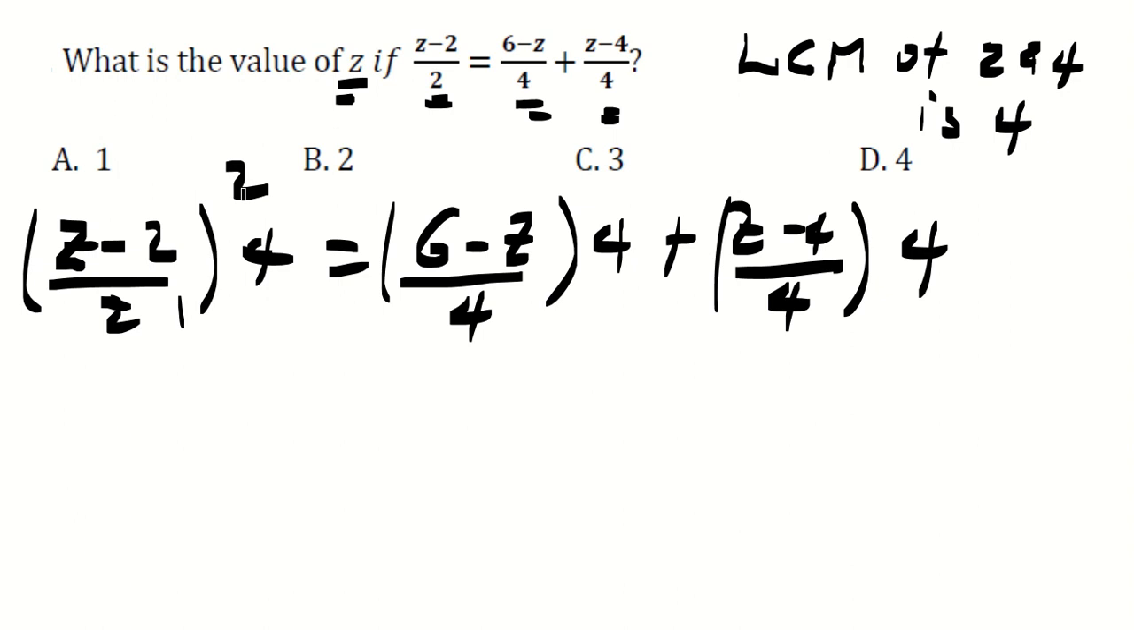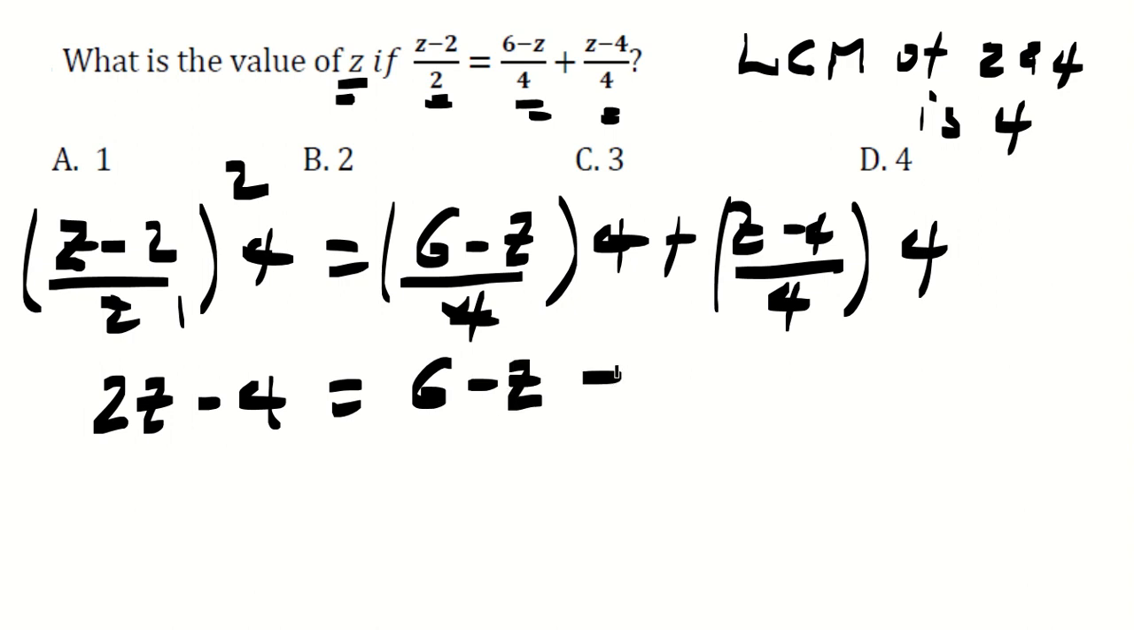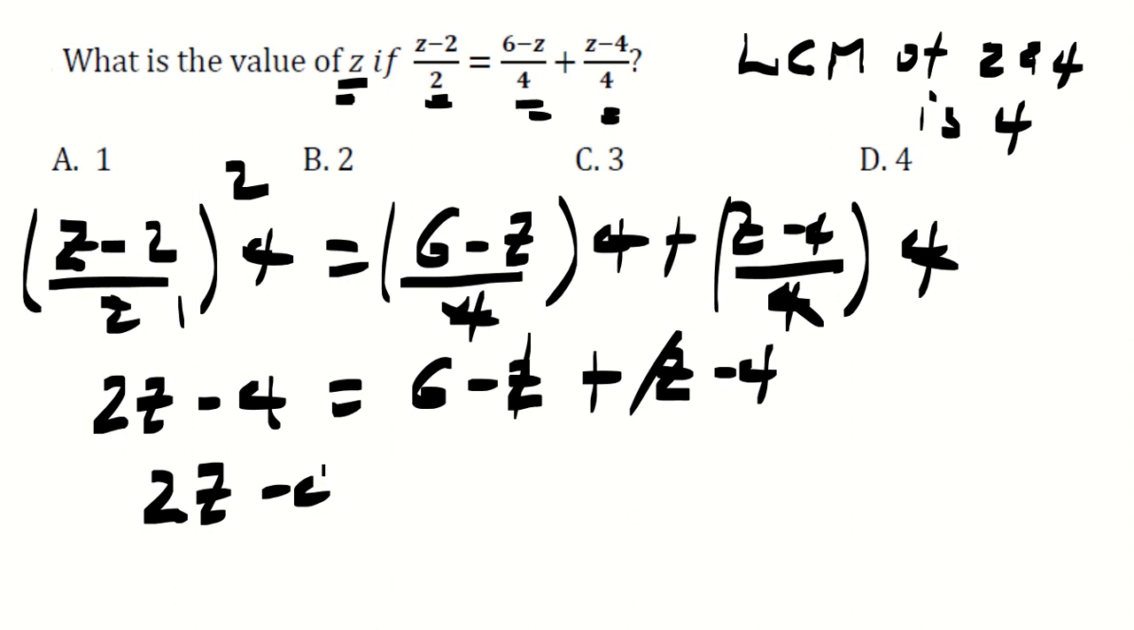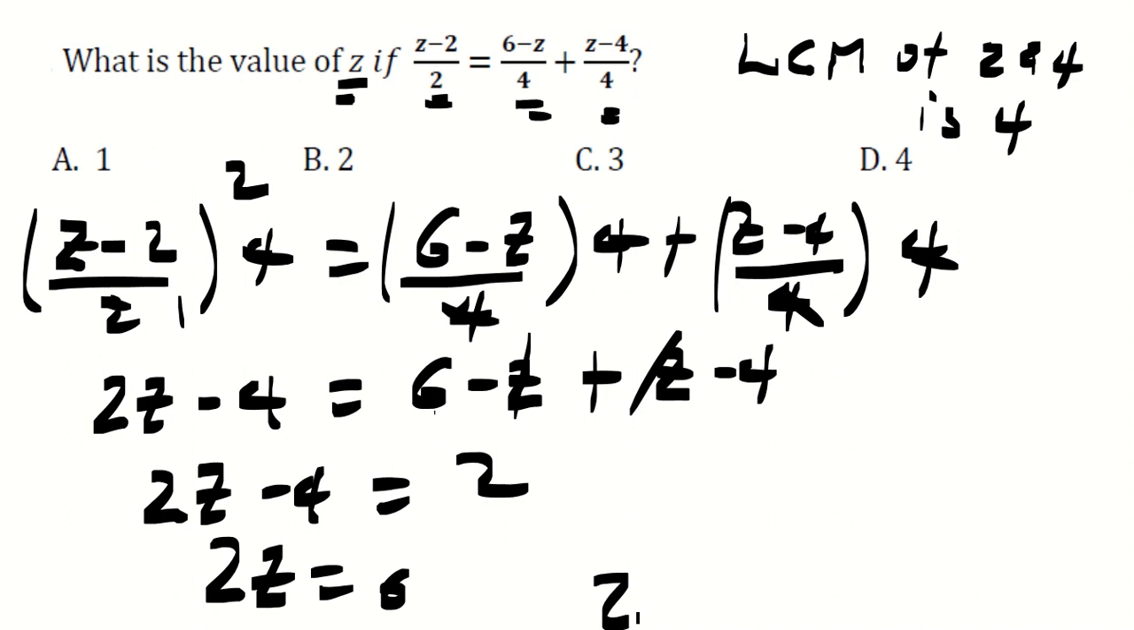4 by 2 is 2, 2 multiplied by z minus 2 gives 2z minus 4, is equal to, here 4 cut 4, 6 minus z left, plus 4 cut 4, z minus 4 left. Here the two z's will cancel each other, and what is left? 2z minus 4 is equal to 6 minus 4, which is 2, and this 4 goes and is added. 2z is equal to 6, so the z value is equal to 3. You can divide by 2 on both sides. So the answer is found in C.